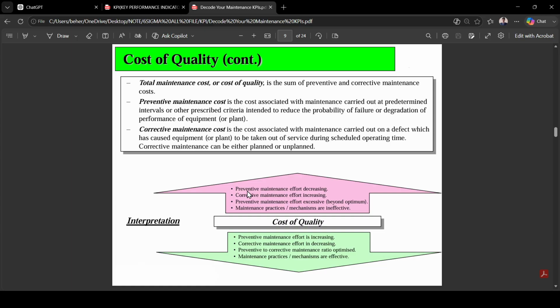maintenance cost. Preventive maintenance cost is the cost associated with maintenance carried out at a predetermined interval or other prescribed criteria, intended to reduce the probability of failure and degradation of performance of equipment or plant. Corrective maintenance cost is the cost associated with maintenance carried out on a defect which has caused equipment or plant to be taken out of service during the scheduled operating time. Corrective maintenance can be either planned or unplanned.